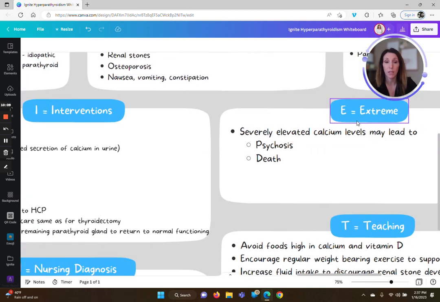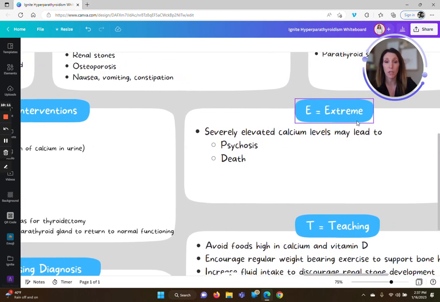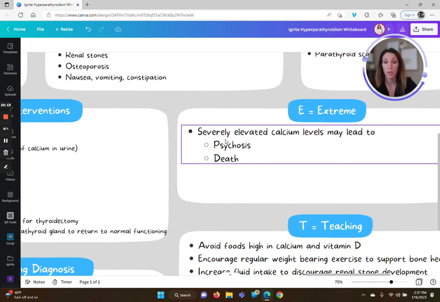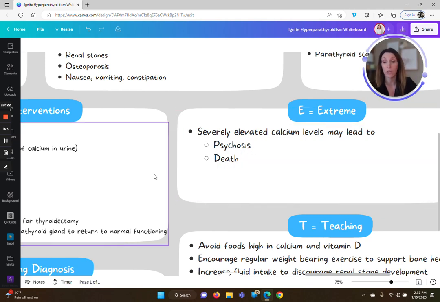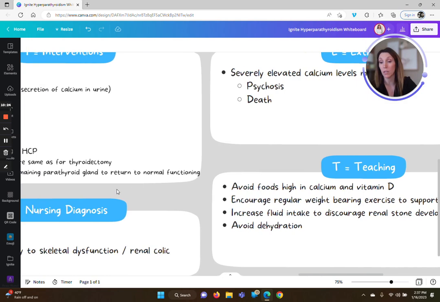And E for extreme, worst case scenario: severely elevated calcium levels may lead to psychosis, in which the patient could injure themselves or others, and then death. We don't want anybody to die, so we need to make sure that we get this taken care of.